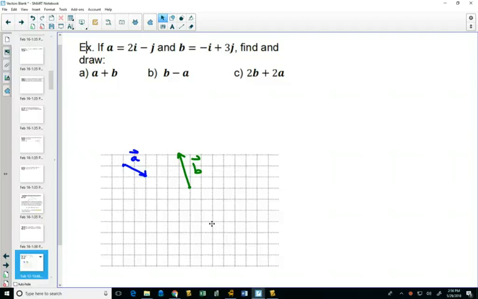So A plus B would say start with A, add B to it, and we'll draw the resultant in red here. This is where you would end up. So if we wrote down what we got, we've gone 1 to the right and 2 up. So the result of adding A plus B would be 1i plus 2j. And I'll draw my resultant in red all the time.